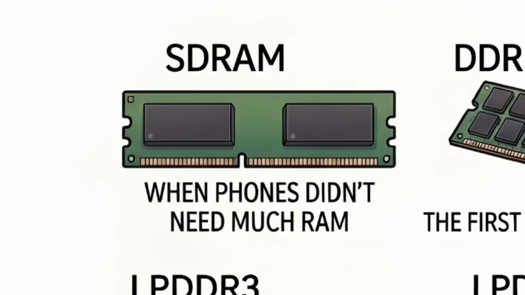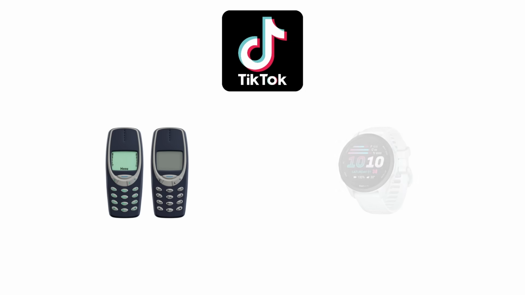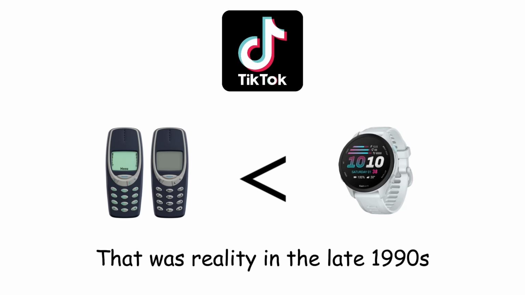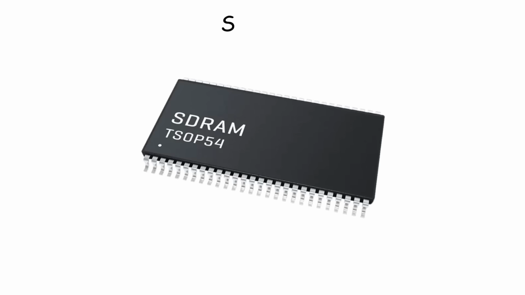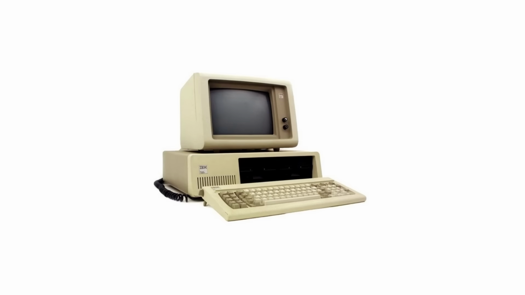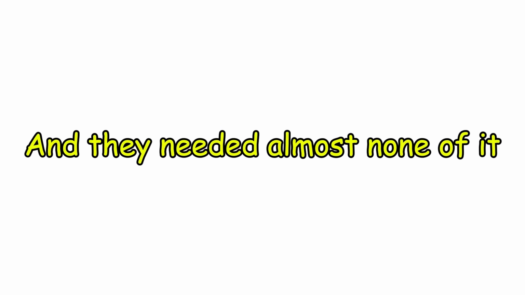Chapter 1. SDRAM. Imagine trying to run TikTok on a phone with less memory than a modern smartwatch. That was reality in the late 1990s. Phones used something called SDRAM, the same basic memory type borrowed from early desktop computers. And they needed almost none of it.